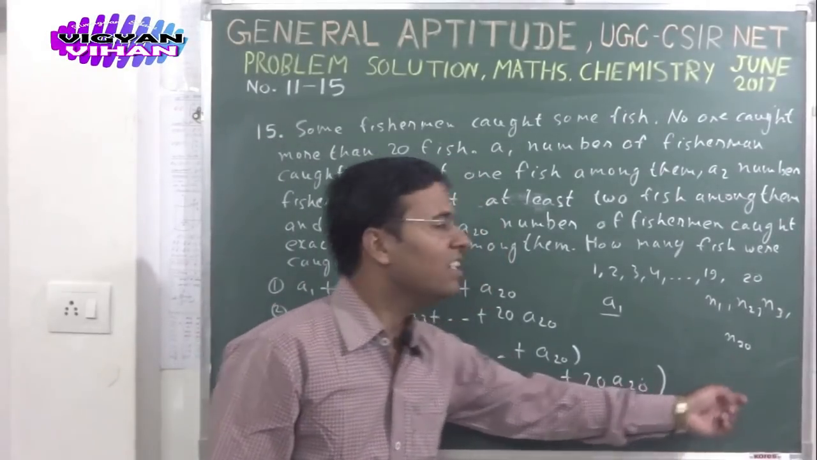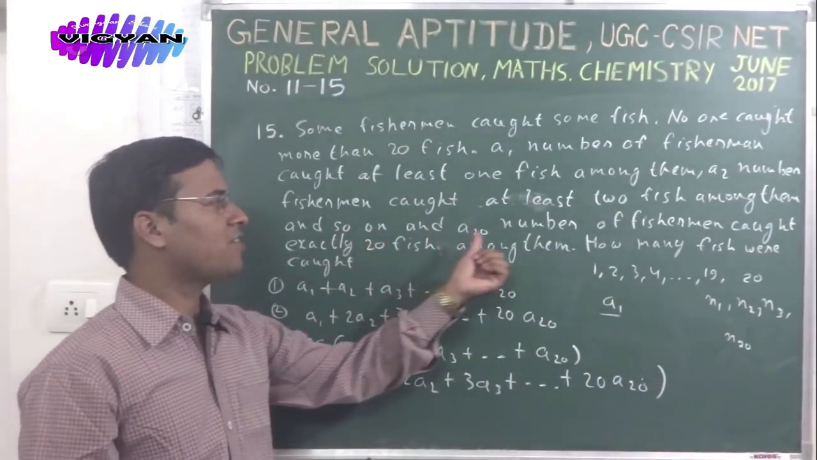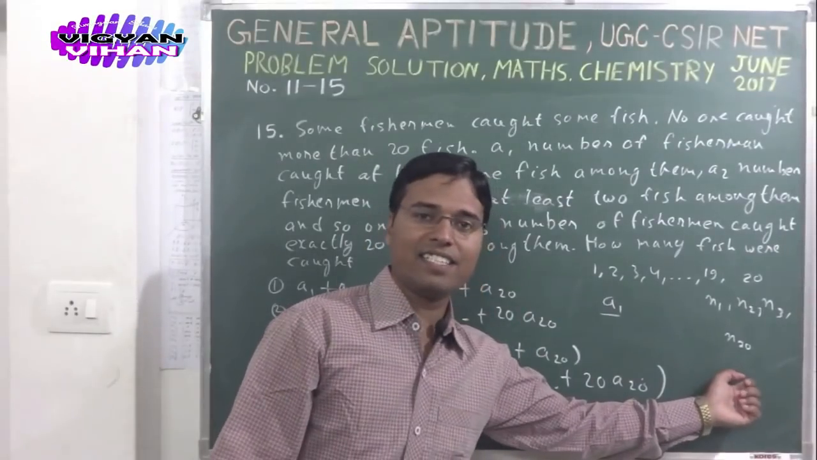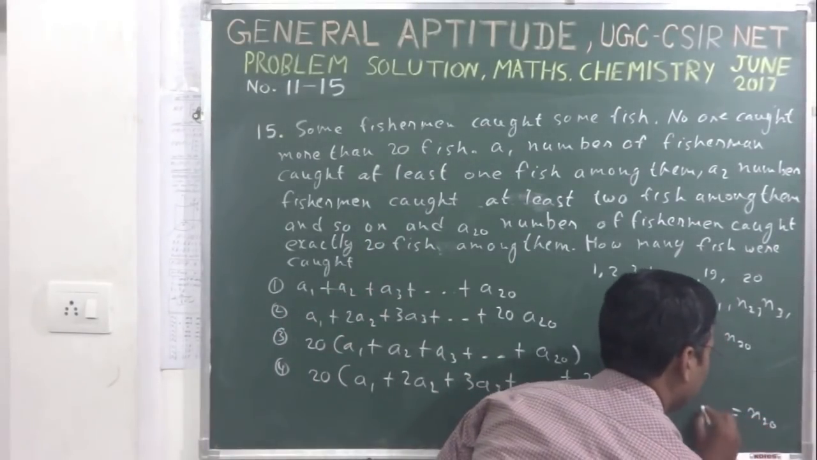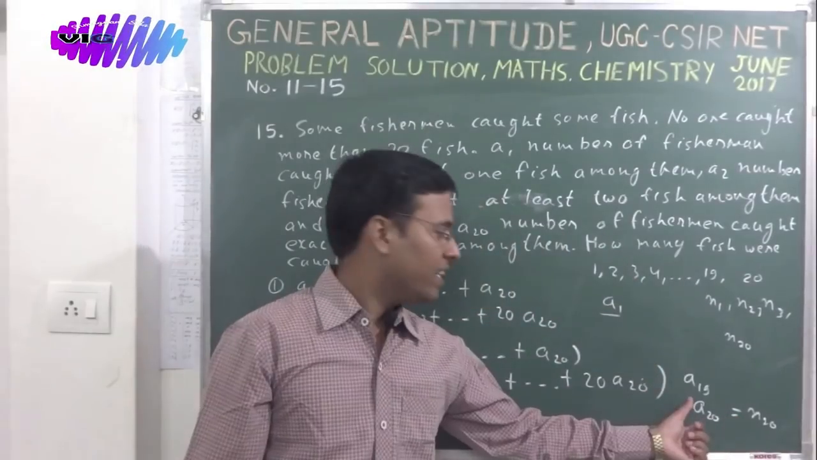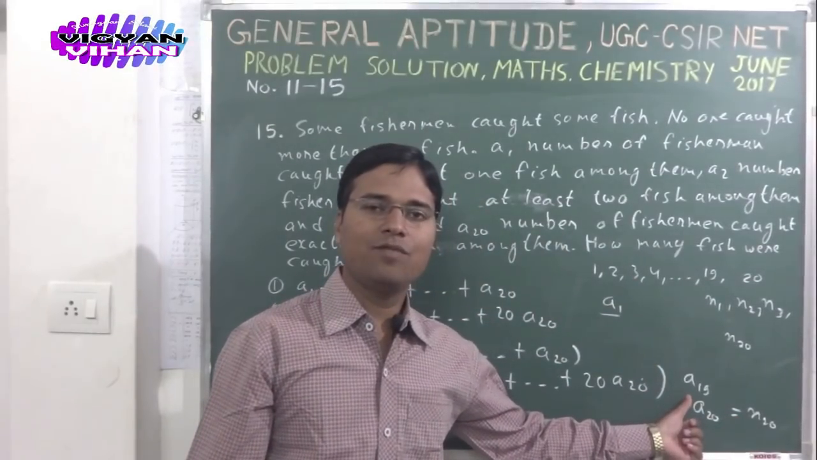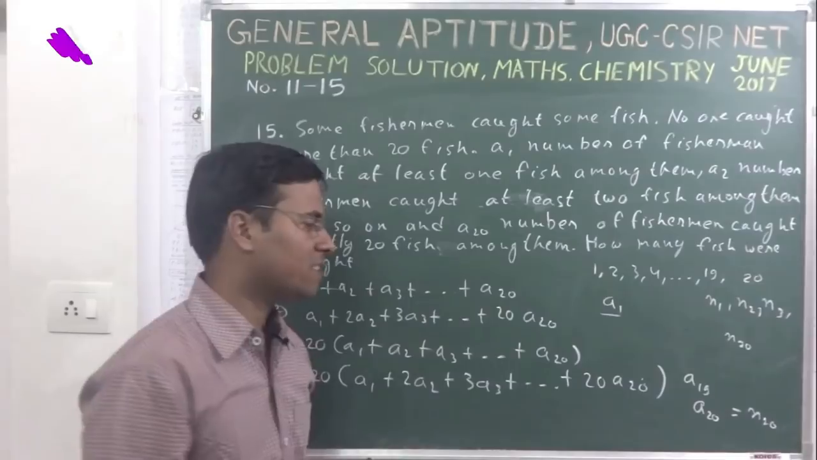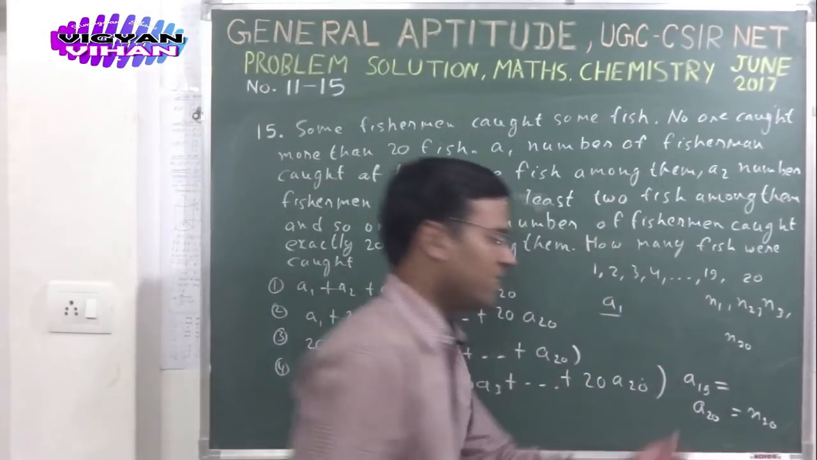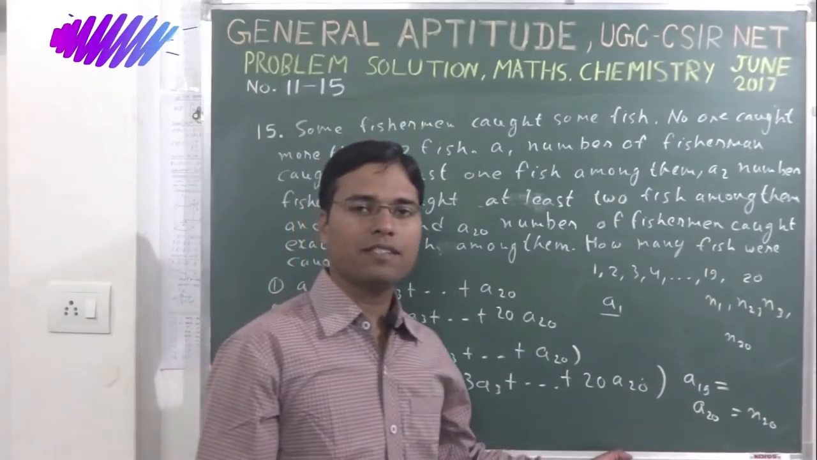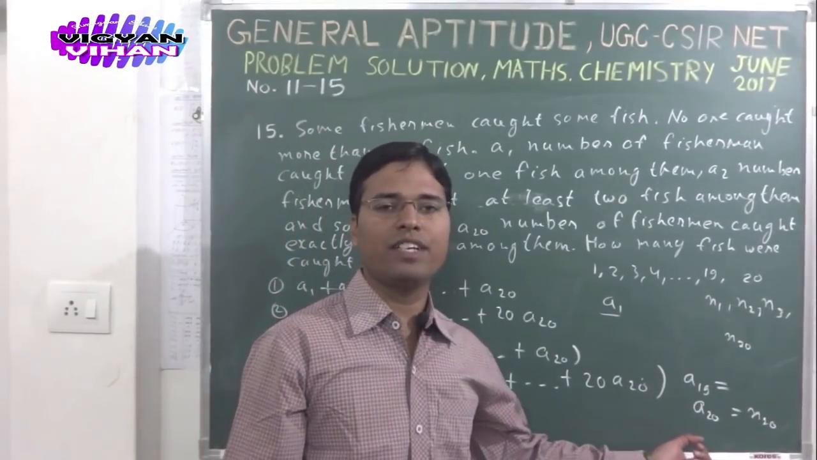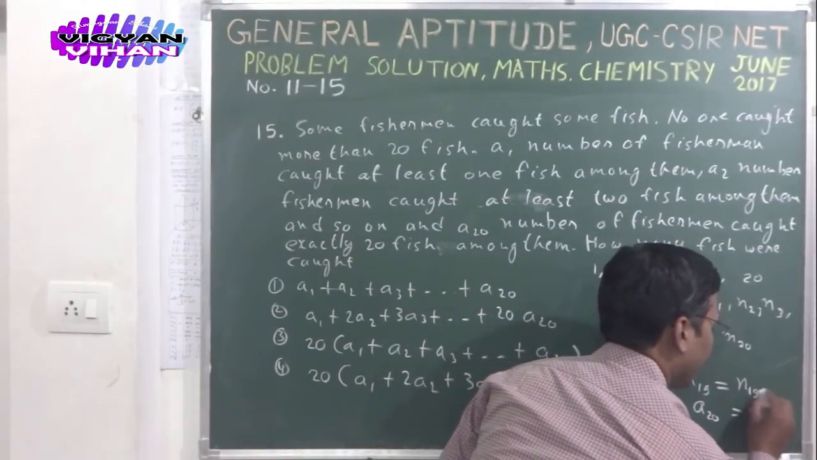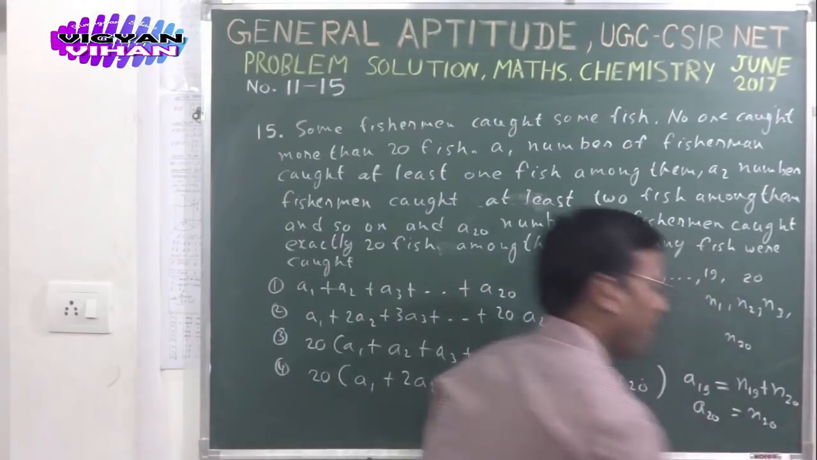In that condition, the question is saying that A20 is the number of fishermen who caught exactly 20 fish. So N20 would be equal to A20. Similarly, A19 would be the number of fishermen who caught at least 19 fishes. That means the number of fishermen who caught 19 fish or 20 fish. So A19 would be equal to N19 plus N20.